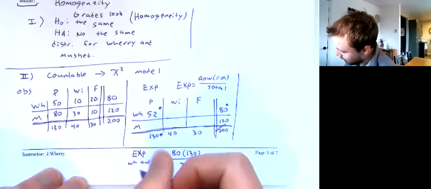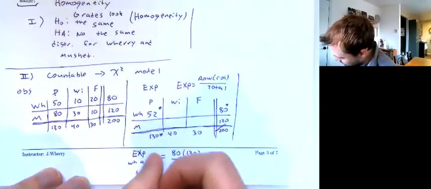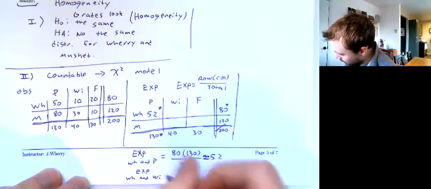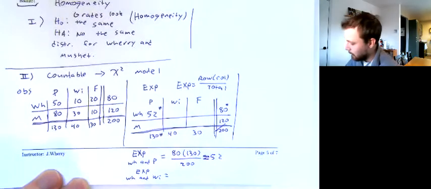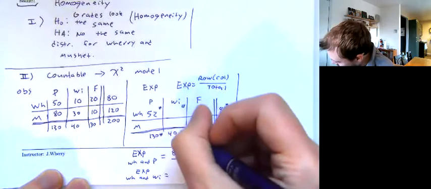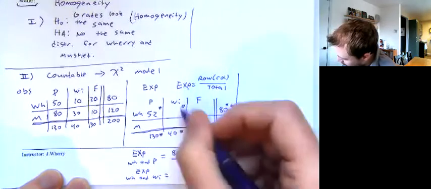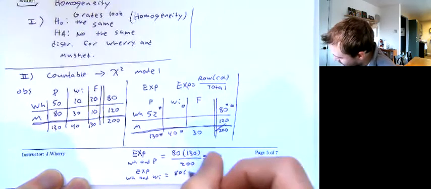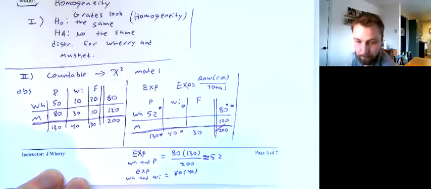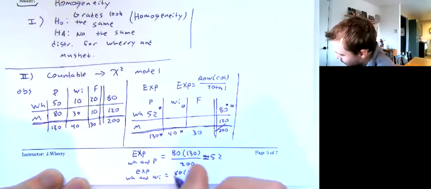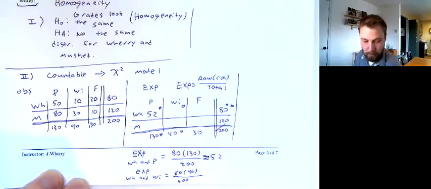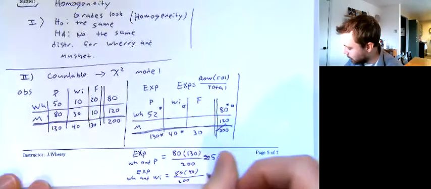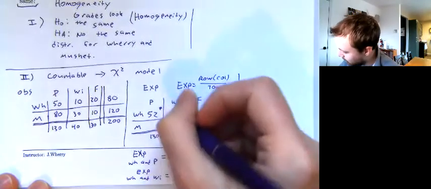Let's find another one of the expecteds. Let's find this one for Wary and withdraws. So I'm going to take the numbers on the outside. So straight down and straight across, I have 40 and 80. Wary, withdraw. And I'm going to divide this by the overall total. The overall total is 200. I'm going to type this into my calculator yet again. When I do this, I appear to get 16.